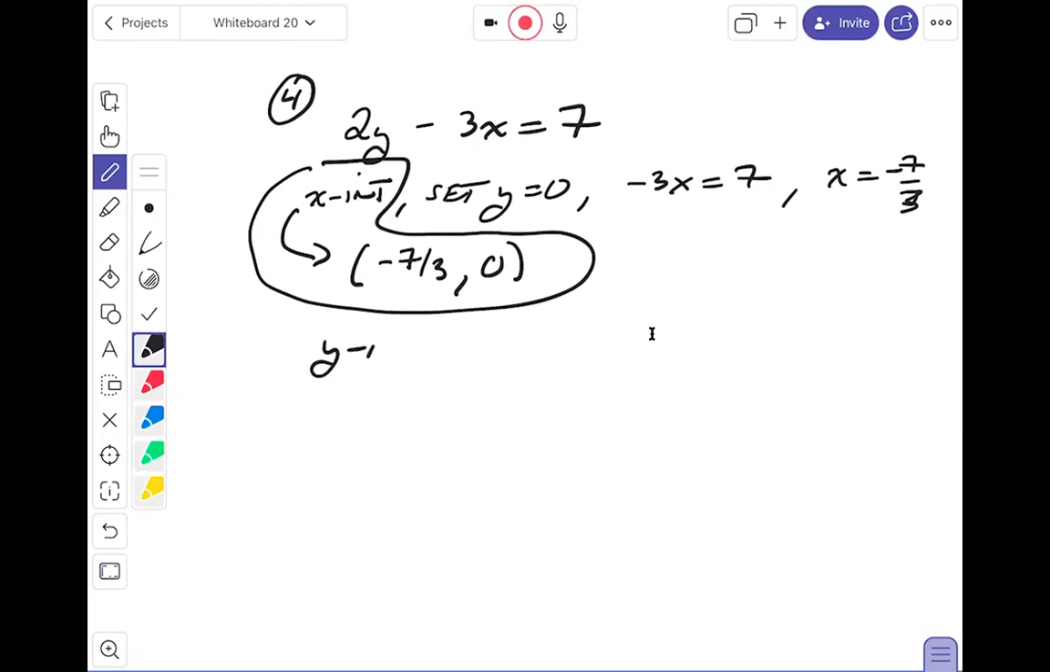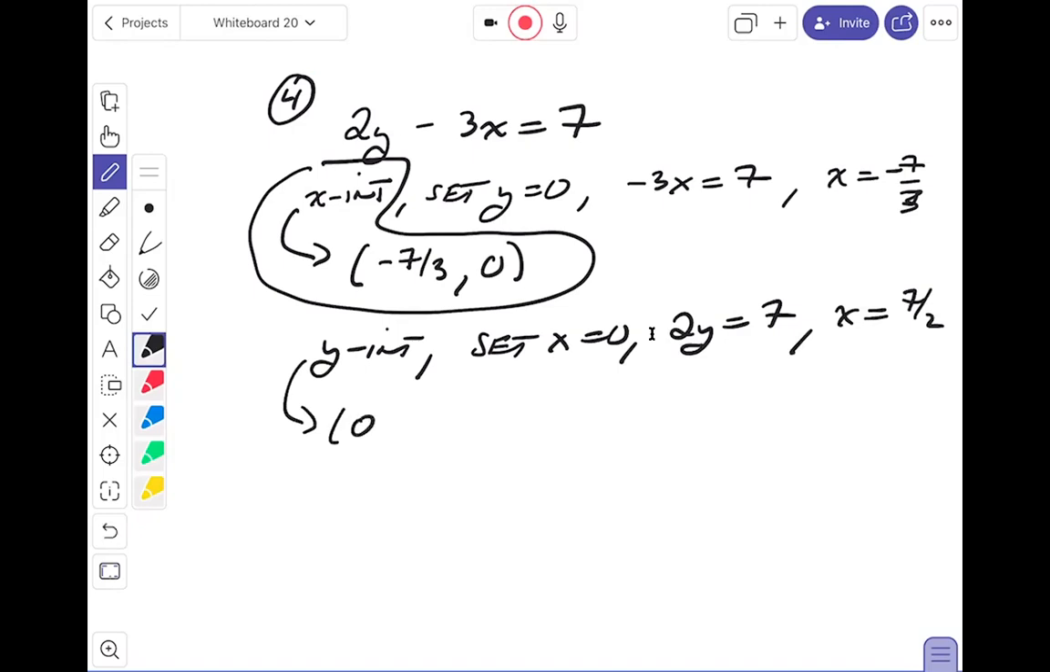Now I'm going to put the y-intercept down. How do you get a y-intercept? Set x equals 0. If you do that, what do you get? 2y is equal to 7. All right, what does that mean? Y equals 7/2. We have an answer key to look at, and we will be doing that once we're finished. Get the y-intercept. Okay, slope.